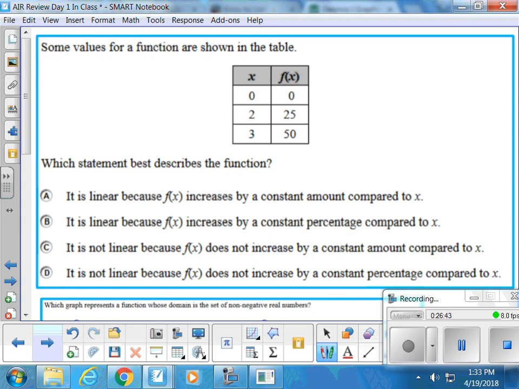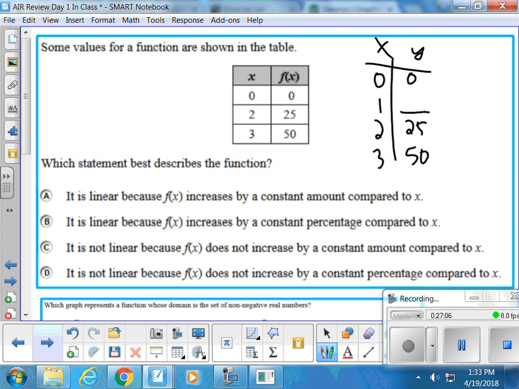So I looked at this one and I was like, oh great, it's going up by 25, it's going up by 25. Yes, this would make a straight line. But then I looked at it closer. Do you see this column? It's going from 0 to 2 to 3. So they're skipping a whole data point. So if I would put this in the chart, it's going from 0 to 1 to 2 to 3, and they're skipping a whole data point. So it's not actually going to make a straight line. Does that make sense?